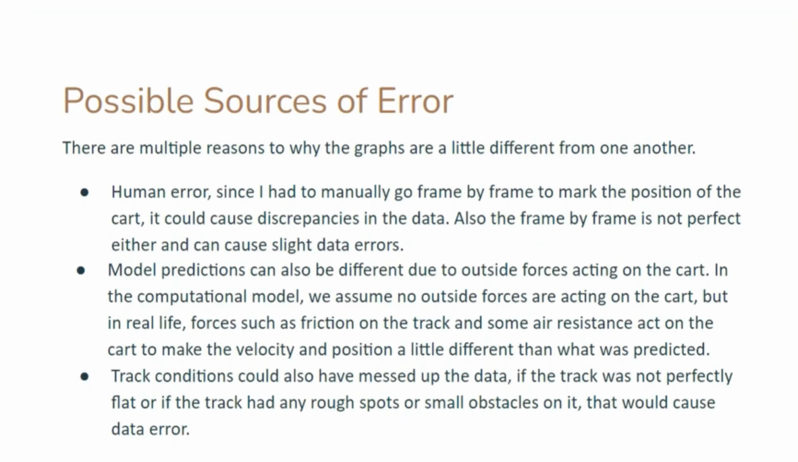So what are reasons of error that could have made the graphs slightly different from one another? The first is human error, since I had to manually go frame by frame to mark the position of the cart, which could cause some discrepancies, and it's not perfect. The model predictions could be different due to outside forces acting on the cart, because in the computational model we assume no outside forces, but in real life there is friction, and there could be some air resistance to make the velocity and position different than predicted. The track could also have messed up the data if it wasn't perfectly flat or it had rough spots or potential obstacles that could cause data error.